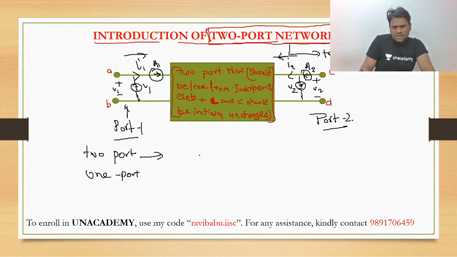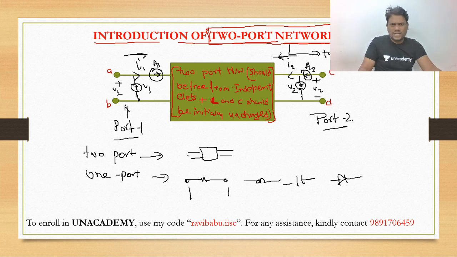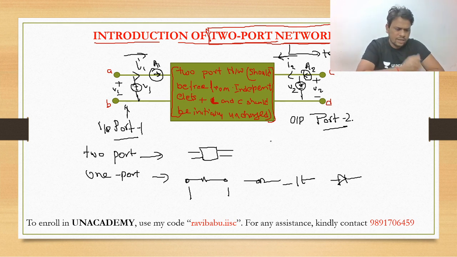A 2 port means a system which contains an input terminal as well as an output terminal, and a 1 port means, for example a resistance, which has 1 port, so you can provide some supply across this and excite that load. Similarly inductor, capacitor, diode, etc., all devices which have only 2 terminals. Here the number of terminals is 4, so this is the input port and this is the output port. Till now I'm not getting any doubt, so I want to continue this topic without any delay.